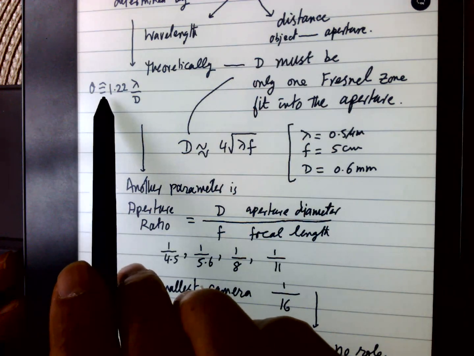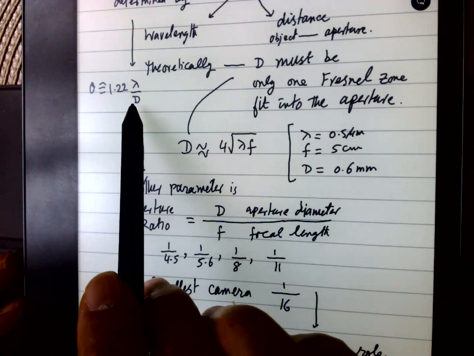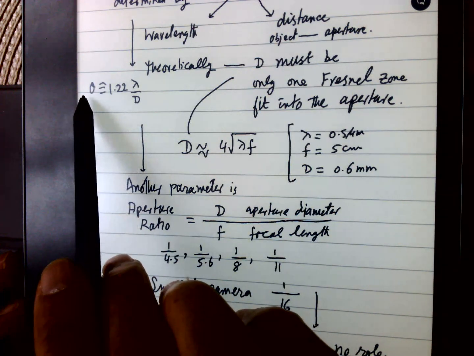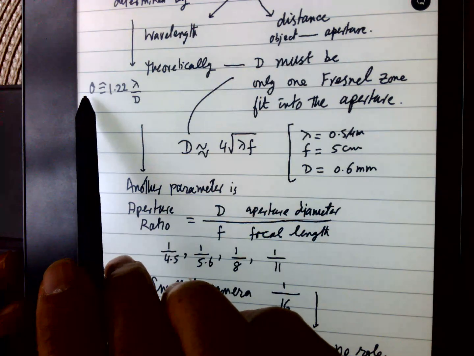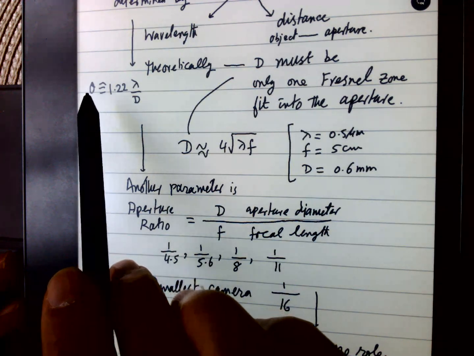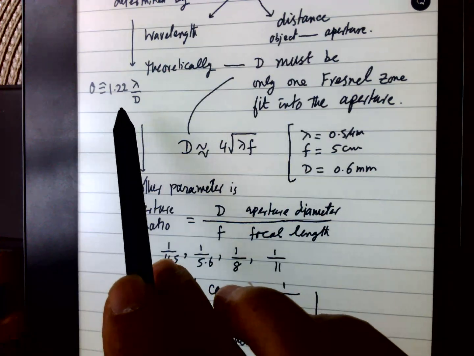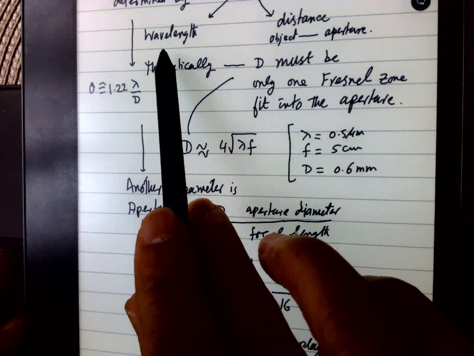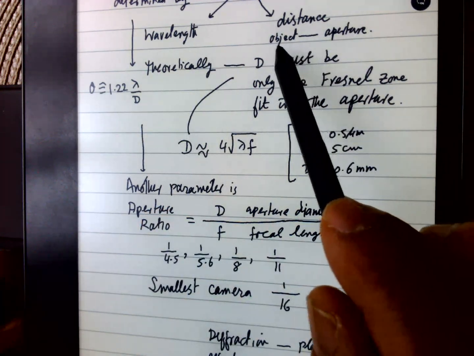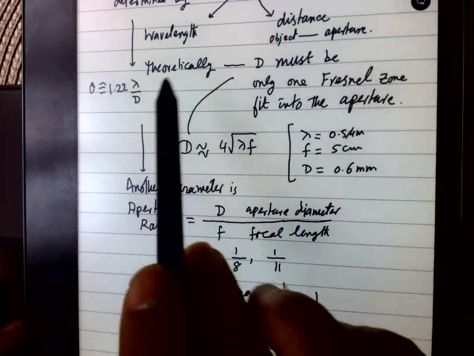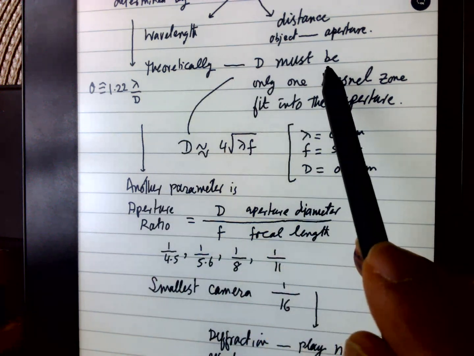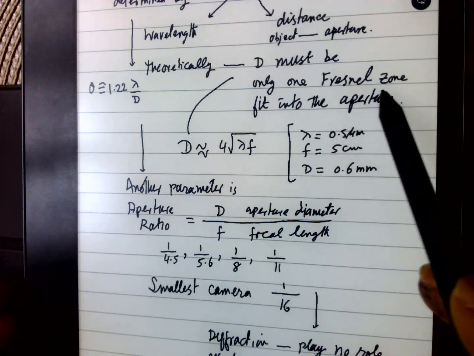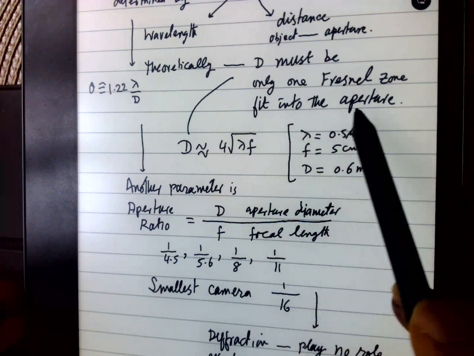So theta is equal to 1.22 lambda over d. Lambda is fixed, so d should be smaller in order to get a larger angle. So this is the aperture-limited diffraction, which puts a limit on the dimension of the aperture. Another one is the wavelength and the distance from the object to the aperture. So theoretically, only one Fresnel zone should fit into the aperture.